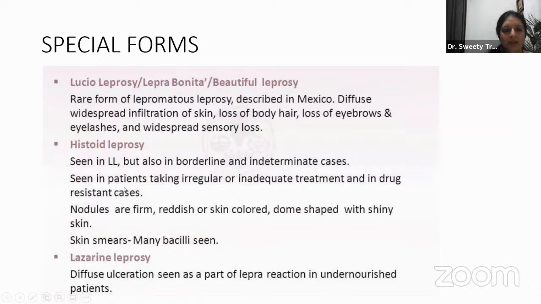Histoid leprosy is usually seen in lepromatous leprosy, borderline and intermediate cases, in those who are taking inadequate treatment. Usually they develop histoid leprosy with large nodular lesions, which are skin colored or sometimes reddish, and they have a lot of bacilli on biopsy.